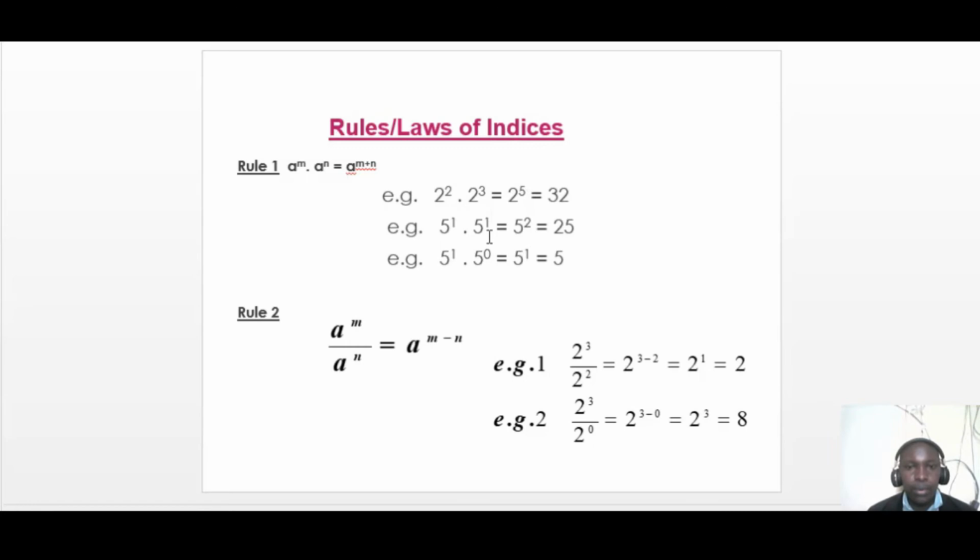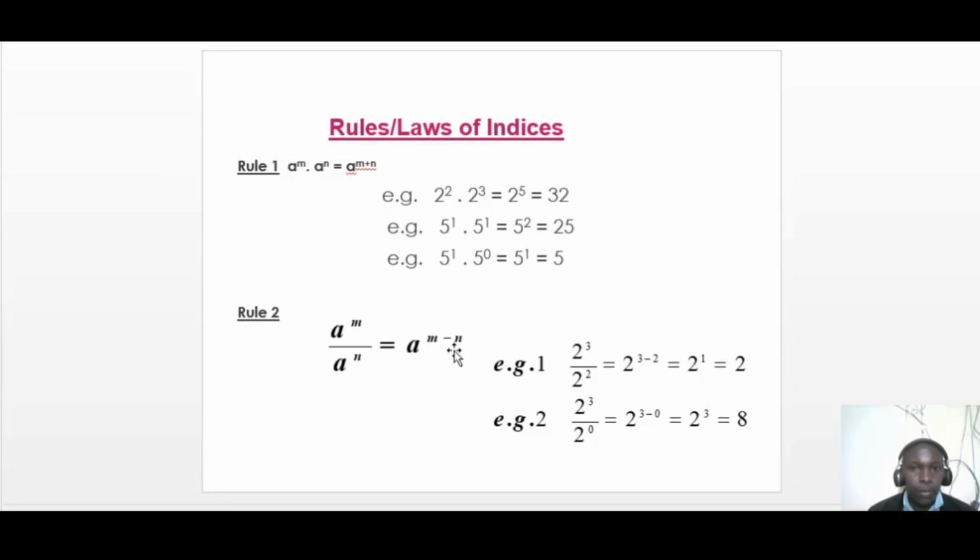Another example is 5 raised to power 1 times 5 raised to power 1. So the base is the same, so add the powers, 1 plus 1, which gives you 5 raised to power 2, and so on. This one, 5 raised to power 1 times 5 raised to power 0 is equal to 5. You add 1 plus 0, you get 1, so it equals 5.